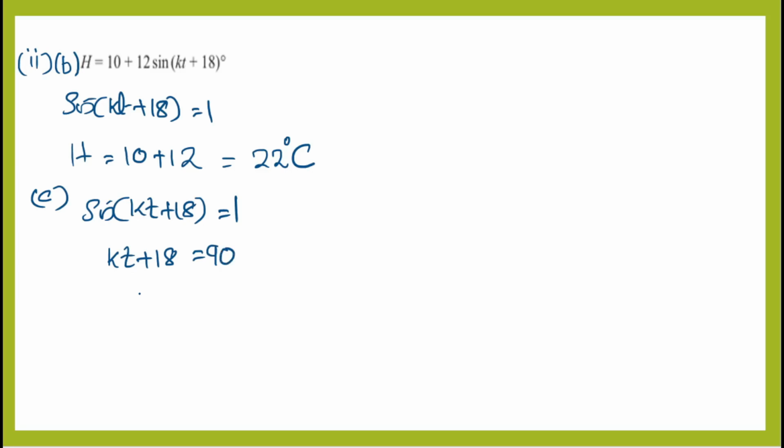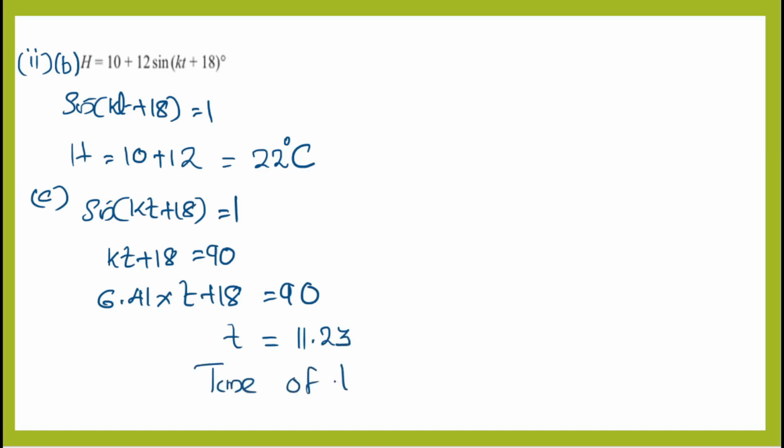Now we can take any of the two values of k here. 6.41 times t plus 18 equals 90. Then t equals 11.23. That is time of the day as 11:14.